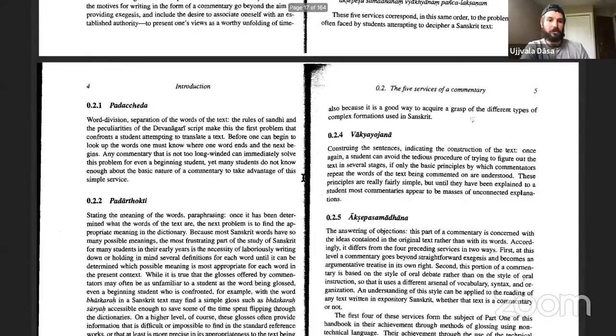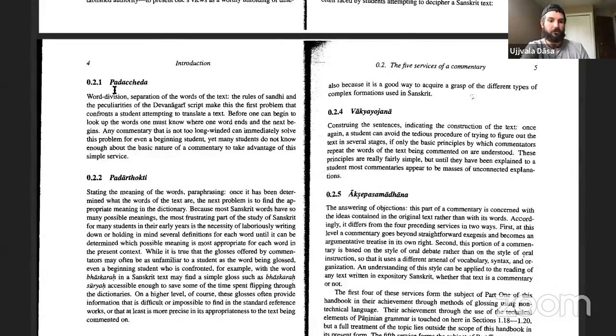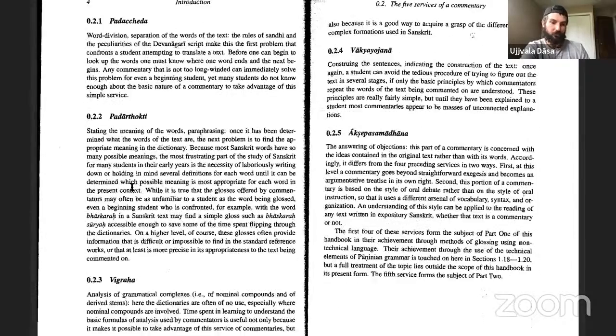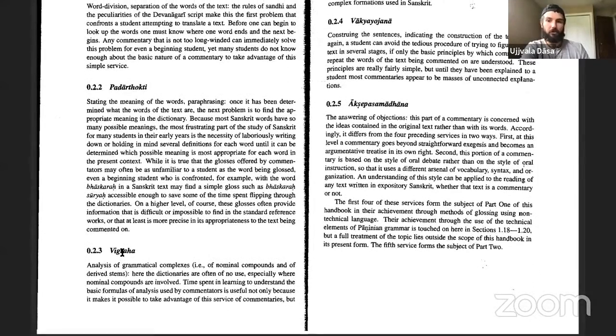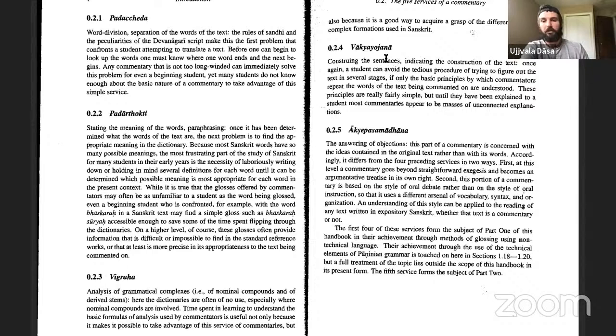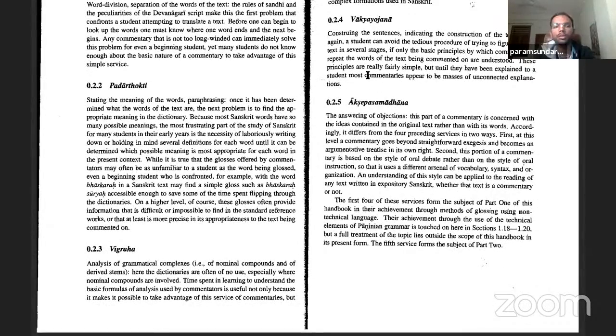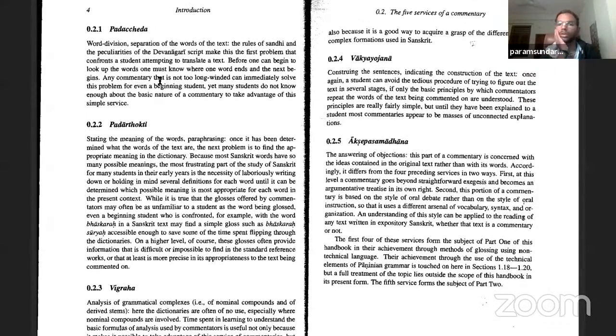It talks about the 5 services of a commentary. So word division, giving the meaning of the words, breaking the compounds, vigraha, making some sense with the sentences. Padacheda, Padarthokti, Vigraha. Yeah, there's a verse for that.